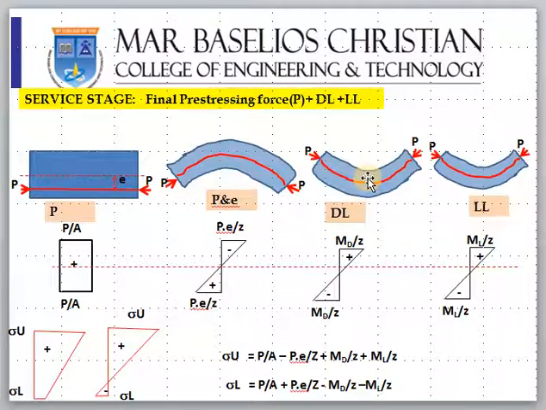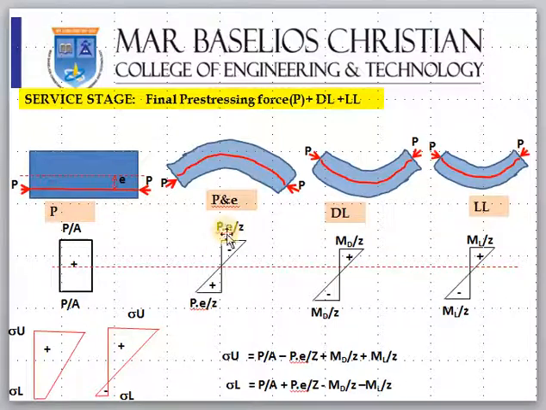Now come to the service stage. Service stage means your actual load is applied, your live load is applied. So you have final pre-stressing force plus dead load plus live load. So because the prop and everything is removed, the actual load is applied. Because of this P, the final pre-stressing force, this will push both sides. So you will have P by A, which is only compression everywhere, so positive. Next is because of this moment P0, because the tendon is laid at the bottom, there is an eccentricity.